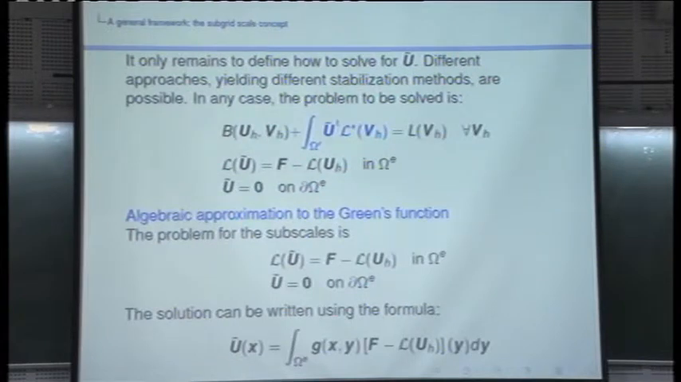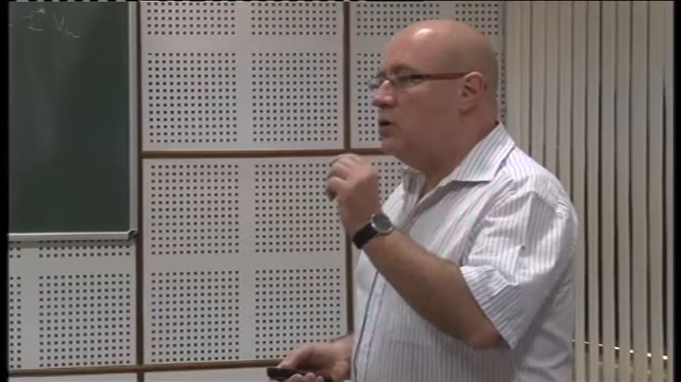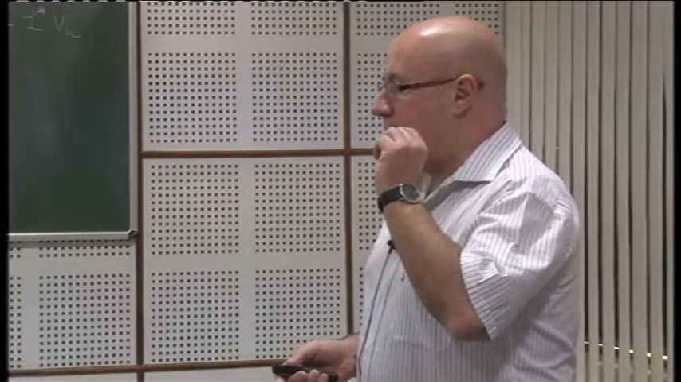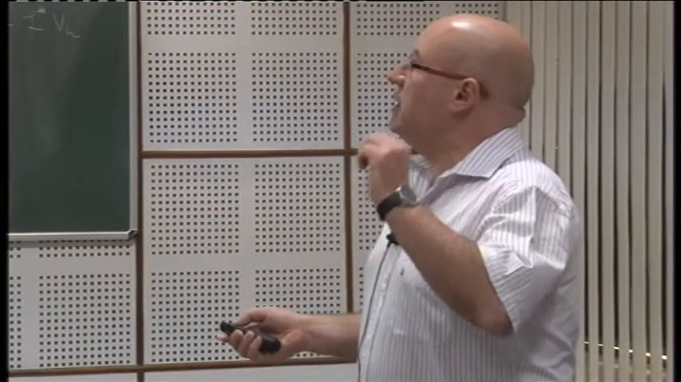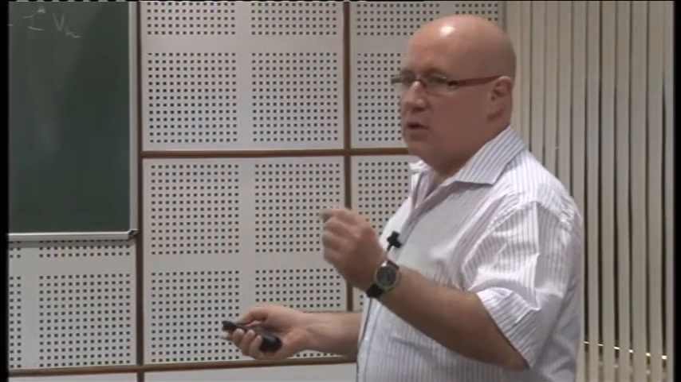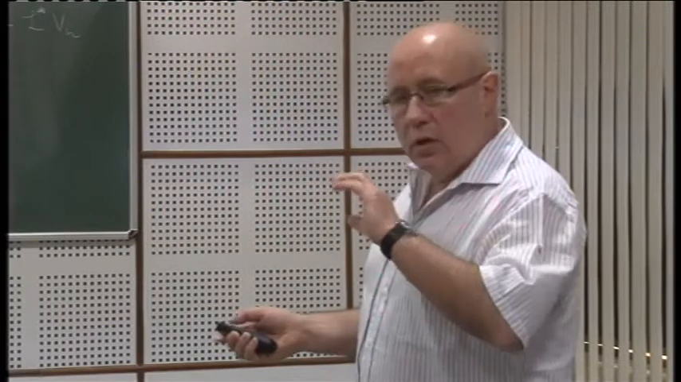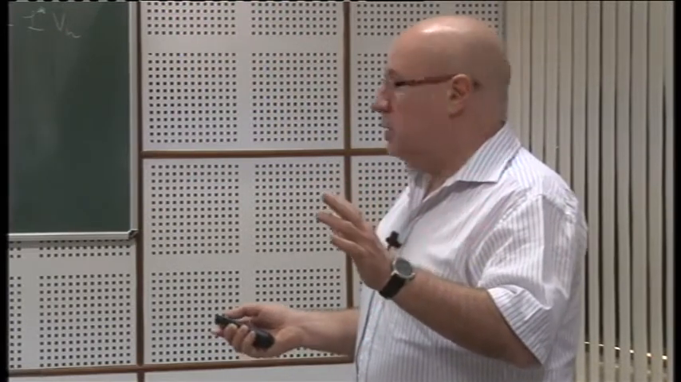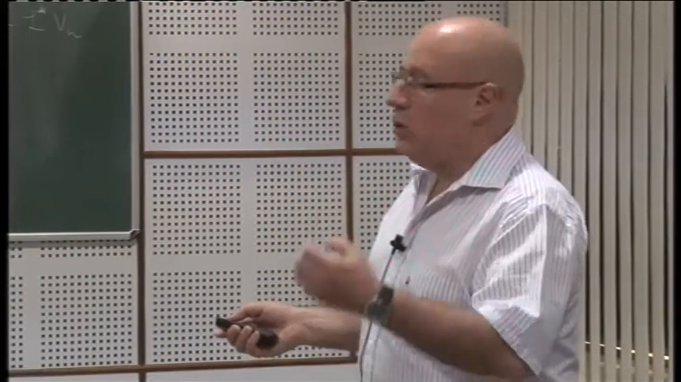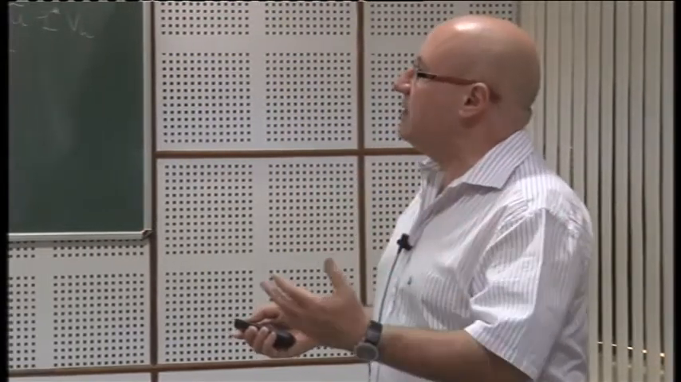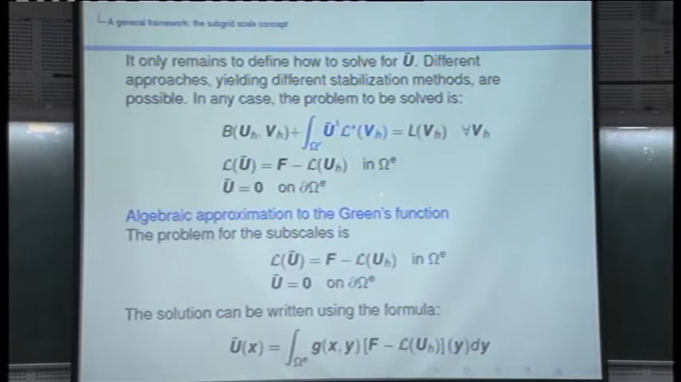Now we have to devise different methods, give different approximations to U tilde, a solution of that system. The key idea is we don't need, let's say, an accurate representation of U tilde. We only need the effect of U tilde on UH, because the solution is going to be UH, not U tilde. U tilde is something that we don't see. We only want to compute the effect of U tilde on UH.